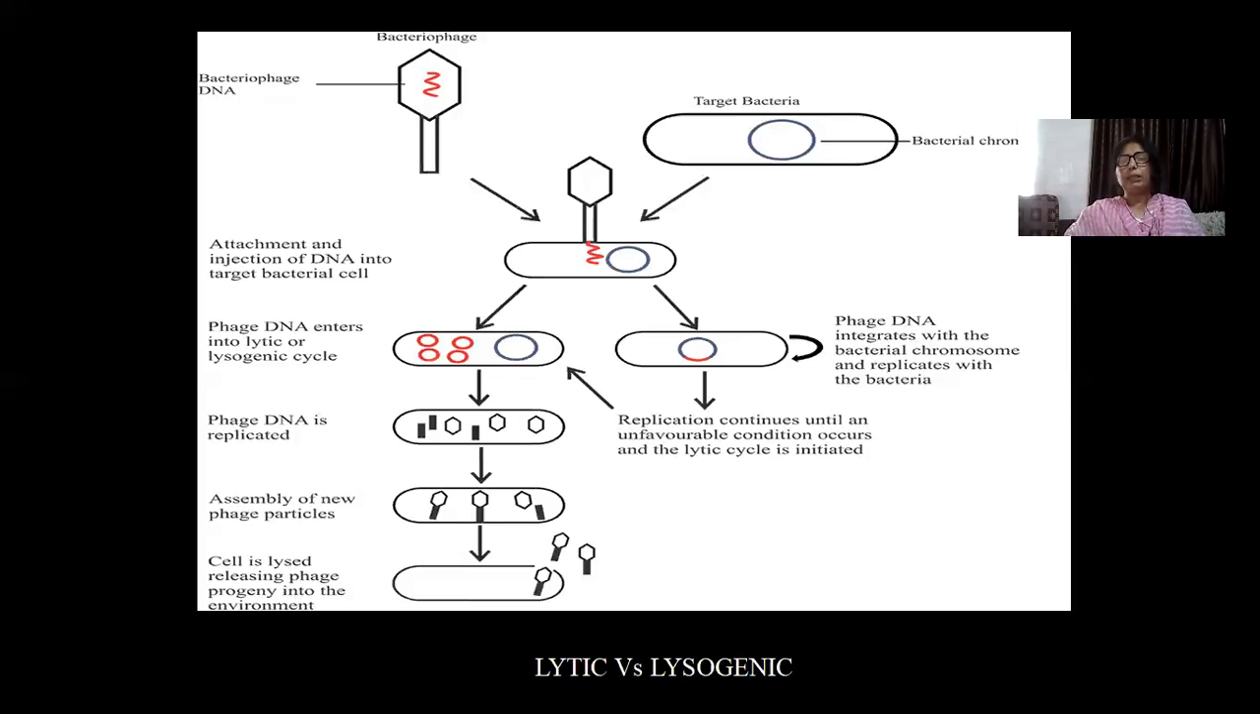The major difference between the lytic cycle and the lysogenic cycle is that in the lytic cycle, a number of copies of the phage are produced, whereas in the lysogenic cycle, the phage DNA integrates with the bacterial DNA, provides it a virulence factor, and replicates along with the bacteria. It does not produce a number of virions. The bacterial cell does not die.